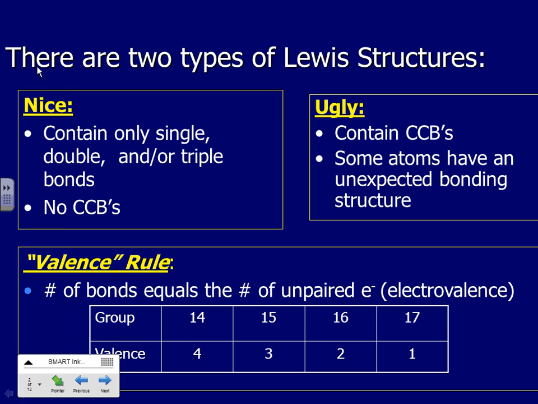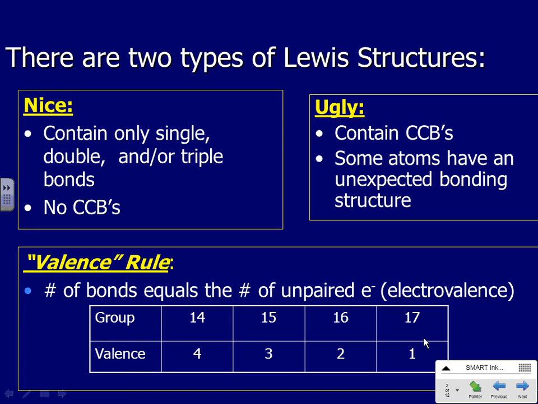So you can write down the top part. Don't bother writing down the valence rule. We know that. We don't need to write that one down. So write down the difference between a nice structure and an ugly structure.